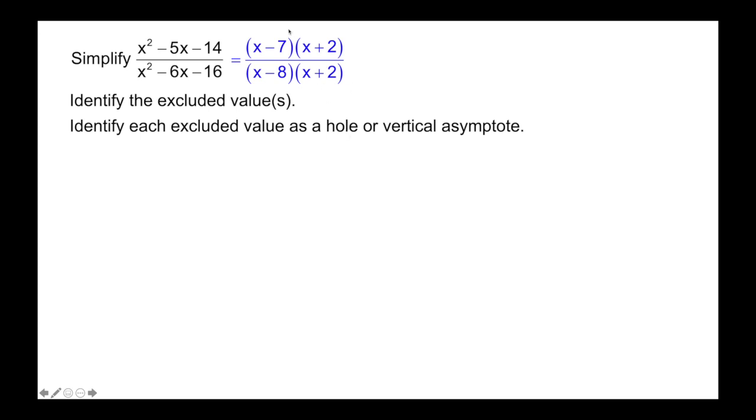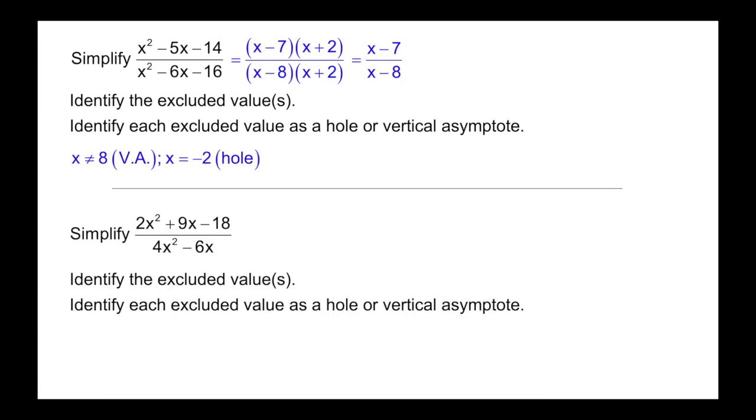The hole comes from the canceled term. So once I cancel x plus 2, that's going to give me a hole at -2. Vertical asymptote comes from the denominator. So if I set that not equal to 0, I get 8, and that's going to be my vertical asymptote.